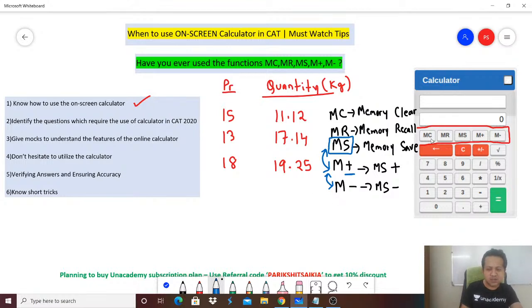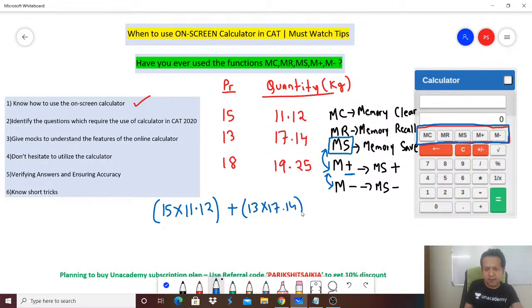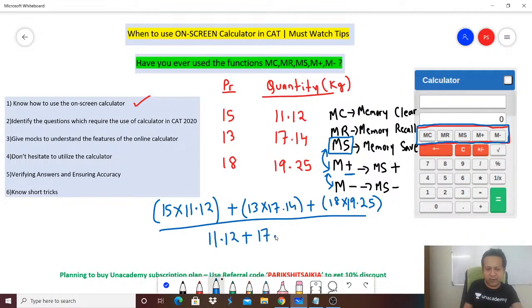The next point is, so MC, MR, MS, M plus, M minus. Please make sure that you make effective use of these functionalities because they are very, very helpful, especially in cases like this. Say you need to find the average price: 13 into 7.14 plus 18 into 9.25 plus 15 into 11.12, divided by the total quantity. How will you do this maths manually?